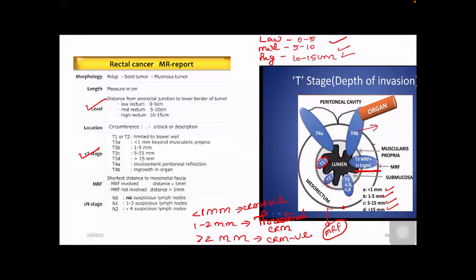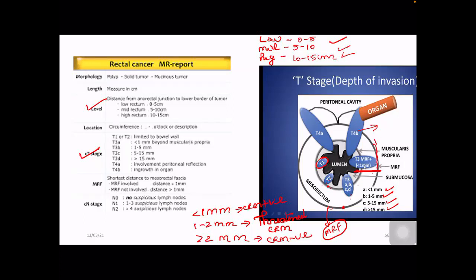Like in this picture, the distance between the tumor and the MRF is hardly nothing. It's less than 1 mm, and it is definitely MRF positive. MRF positive means mesorectal fascia involved. That means CRM is involved, because CRM is basically the mesorectal fascia. Because the surgical plane will be in this plane. We'll be dissecting along this plane.